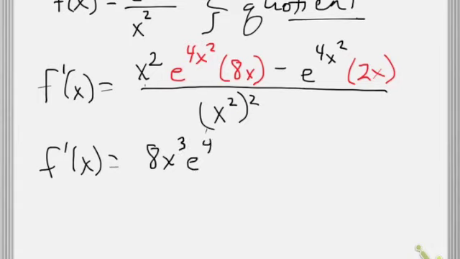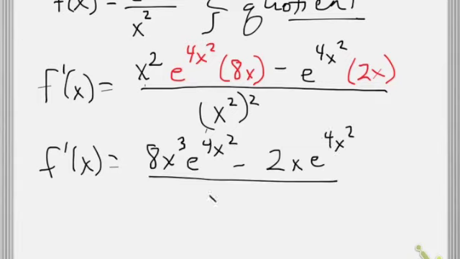All right, and I keep my e to the 4x squared minus 2x e to the 4x squared, all divided by x to the 4th. All right, again, how did I get x to the 4th? You guys note I did not add them, even though 2 plus 2 is 4. When we raise a power to a power, we are multiplying, and 2 times 2 is 4.